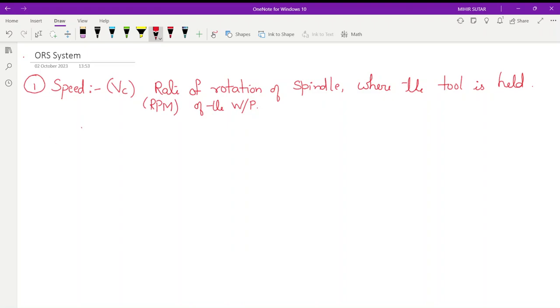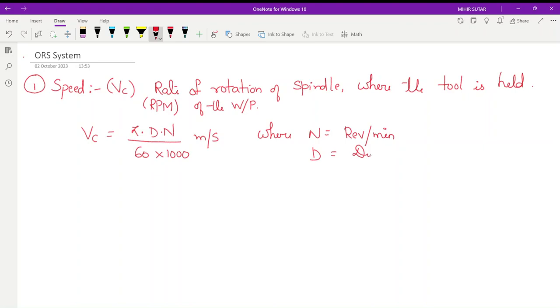This is your speed. In terms of the formula, VC is equal to pi D N by 60 into 1000 meters per second, where N is revolutions per minute, the number of rotations of the workpiece per minute, and capital D is the diameter of the workpiece in mm, since cylindrical jobs are used for turning. That's why we divide by 1000 to make it meters per second. So VC is equal to pi D N by 60.